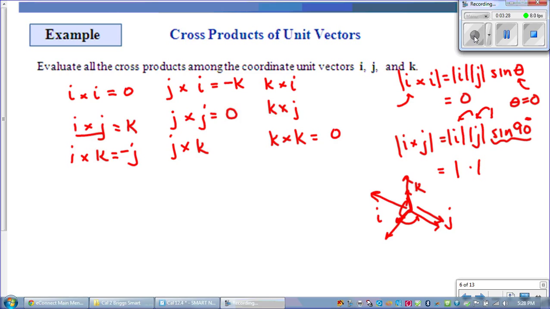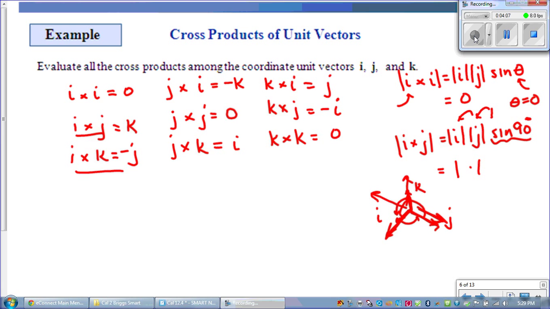K cross i, that one's a little easier. Point your fingers straight upward, curl them down toward the positive x-axis, and then we would be pointing out the j-axis. So k cross i is j, which is the negative of i cross k. J cross k, that one's easier if we imagine holding your hand so the fingers are pointing this way, curling them so that they're pointing upward toward k, and your thumb would be pointing outward in the i direction. So j cross k is just i, which means then that k cross j is negative i.